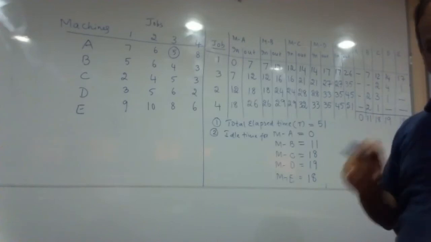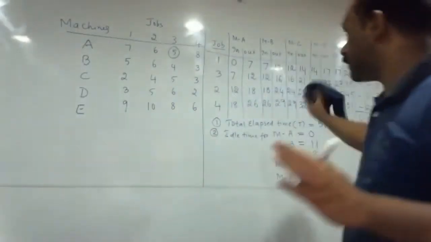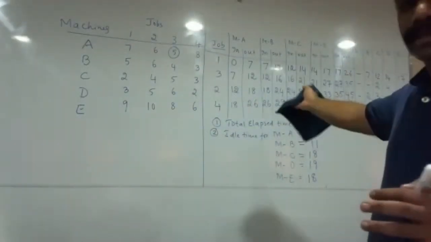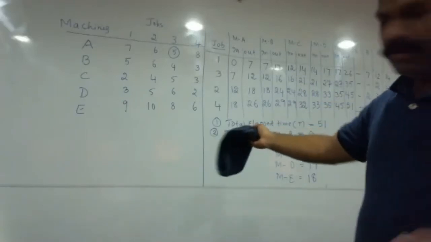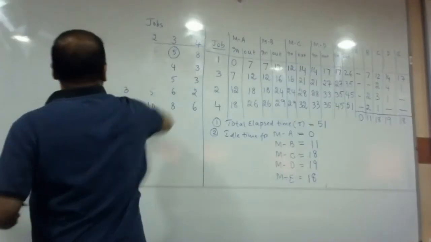So shall we take that question? I'll just take that one question and I think we can end the class for the day. Once we have completed the Johnson's rule, I think the remaining calculation will not take more time. Within 5-10 minutes, we can solve that. So let me just take that question.